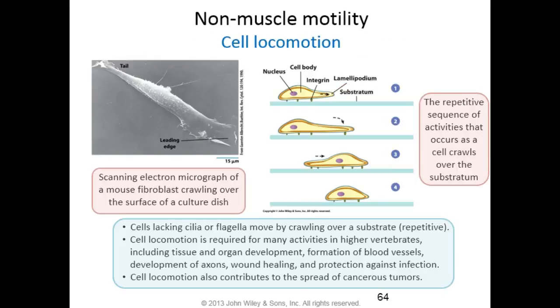Recent studies suggest that the same events occurring during Listeria propulsion are used for normal cell activities, ranging from propulsion of cytoplasmic vesicles to movement of cells themselves. So cells lacking cilia or flagella move by crawling over a substrate, right? This cell locomotion is required for many activities in higher vertebrates, including tissue and organ development, formation of blood vessels, development of axons, wound healing, and protection against infection. Cell locomotion also contributes to the spread of cancerous tumors. It's hard to see cell locomotion in bodies since migratory cells cannot usually be distinguished from opaque cells around them in vivo. So researchers usually study single cells in vitro as they move over the bottom of the culture dish, shown here.